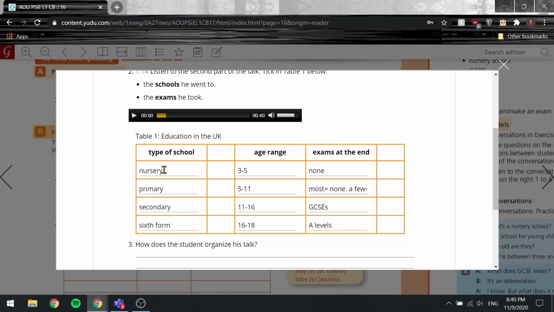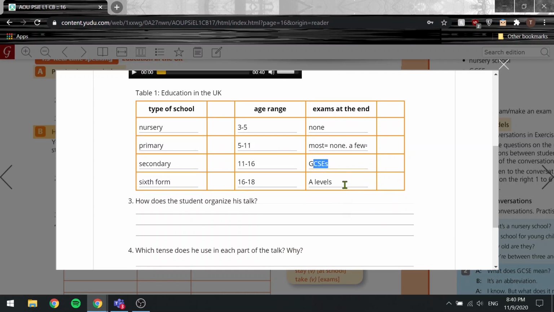Okay, so type of school, nursery, primary, secondary, and sixth form. Age range is from 3 to 5, 5 to 11, and then 11 to 16, and finally 16 to 18. And the exams, you have none. For most schools, none for primary, but if you do take the 11 plus, then you have GCSEs and A-levels.